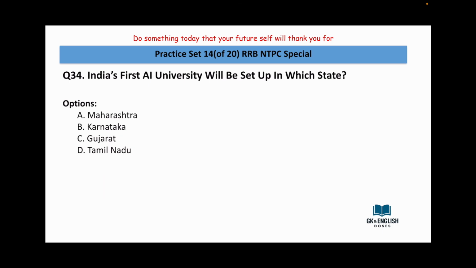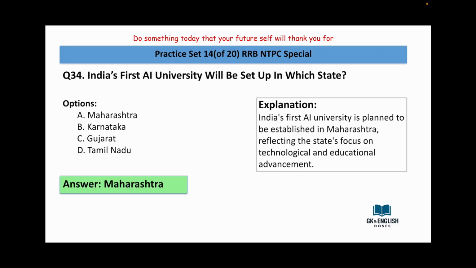India's first AI university will be set up in which state? Maharashtra, Karnataka, Gujarat, Tamil Nadu. The answer is Maharashtra. So India's first AI university is planned to be established in Maharashtra, reflecting the state's focus on technological and educational advancements.